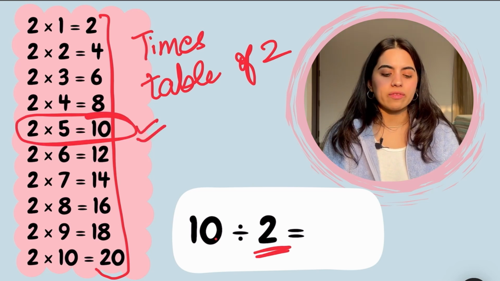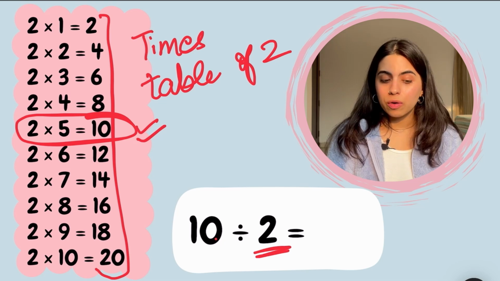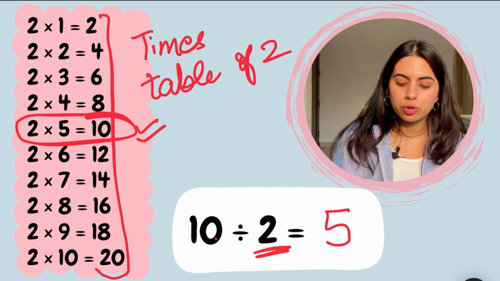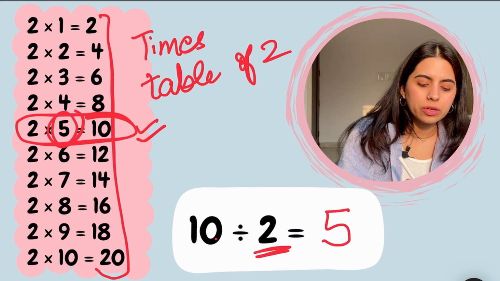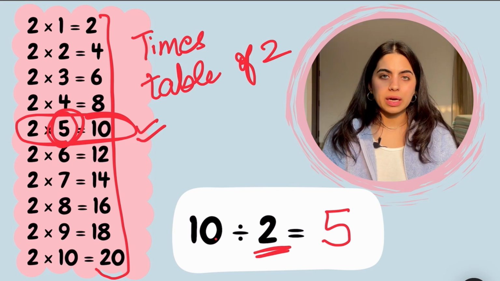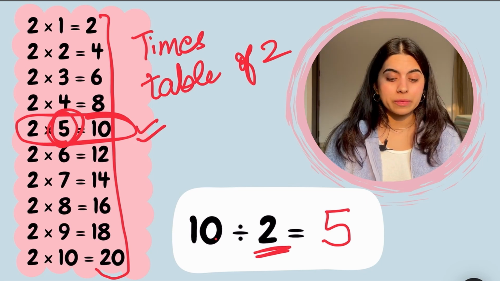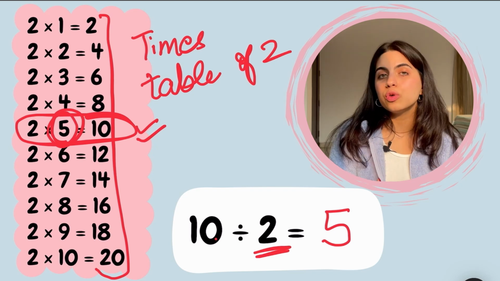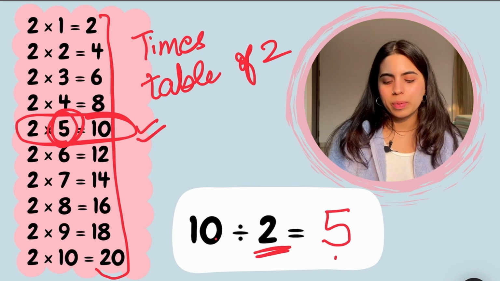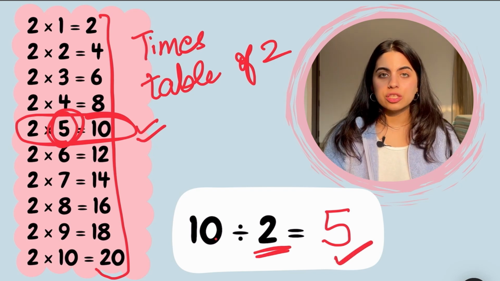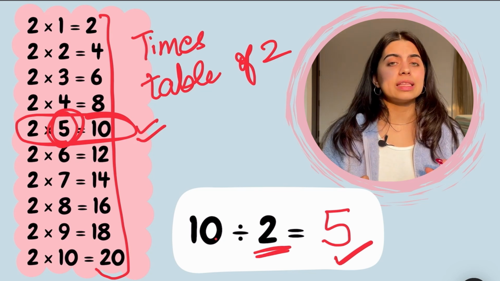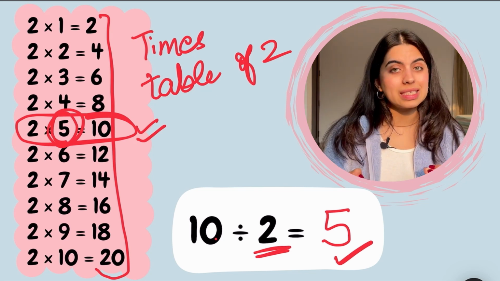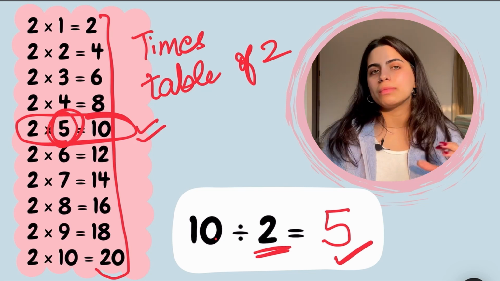2 into 5 is 10. Now, my answer is going to be 5 straight away. Why? Because this is being multiplied by 5. What does it mean? It means I have 10 things which were divided in 2 groups, and each group has 5. So now, do you see that solving division questions is easier with the times table?